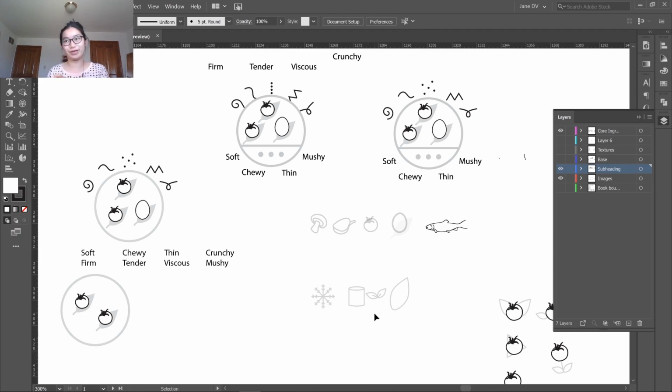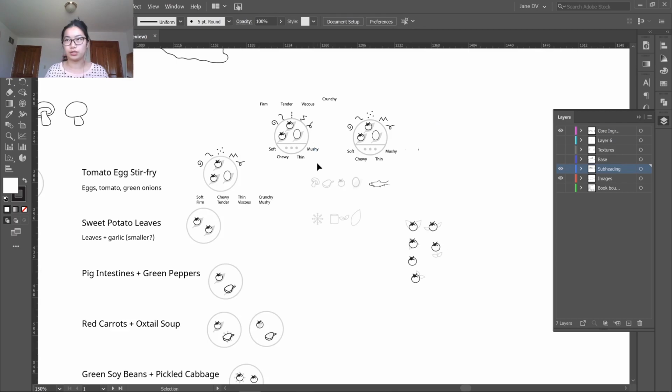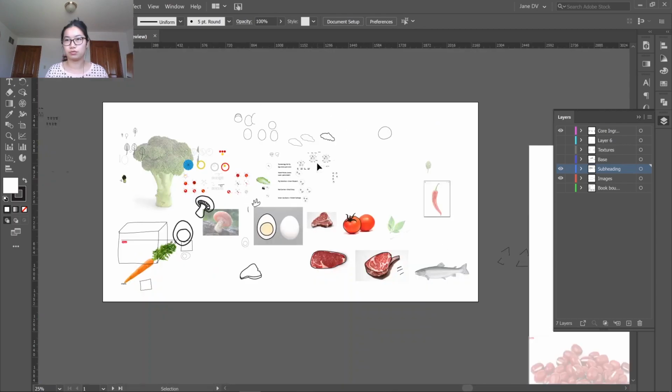For each ingredient. Let's go on to the next section. Okay.